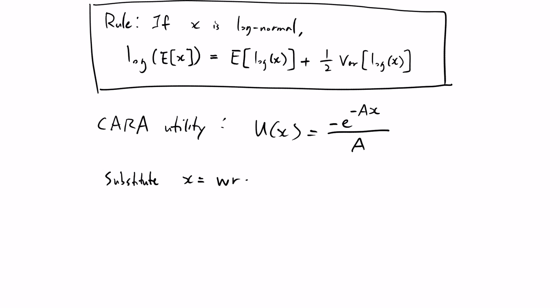So it's WR plus theta s. So now you have a utility function. So now you get the utility function u(x) equals negative e to the negative a(WR plus theta s).